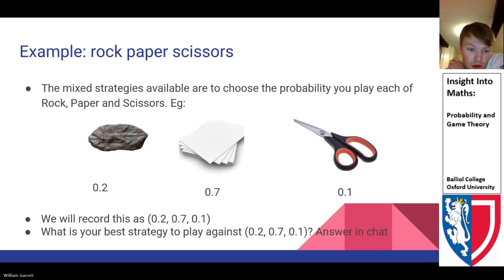Okay. So I've already said that we're going to record a strategy in rock, paper, scissors as the probability you play rock, the probability you play paper, the probability you play scissors. So for example, in this case, 0.2, 0.7, 0.1. If your opponent has decided to play the strategy 0.2, 0.7, 0.1, what is your best strategy? What is going to maximize your average score? Go ahead and type an answer in the chat.